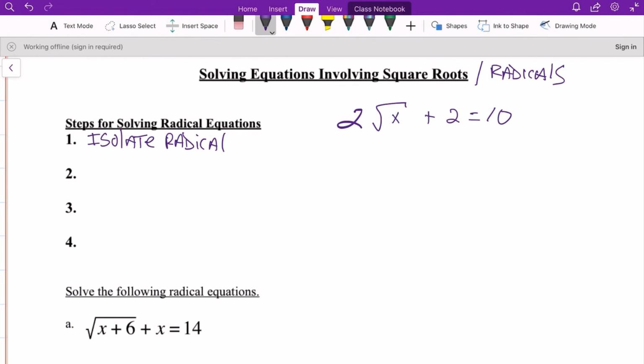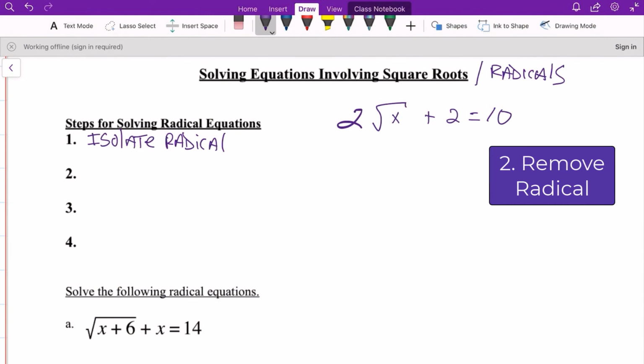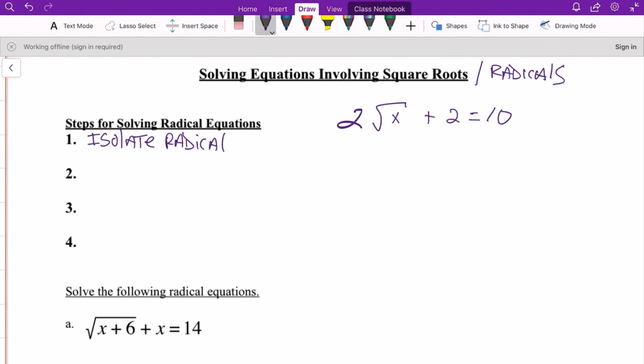Step 2 is, here's where we're going to remove the radical. So just to go through these quick examples, what I would do is, I'm just going to erase that 2. What I would do here is subtract 2 on both sides to remove the 2, and we would have the square root of x equals 8. Now at this point is where you're going to work on the radical. So again, if you remember what we talked about just a minute ago, we're going to wind up doing the inverse operation to that radical.